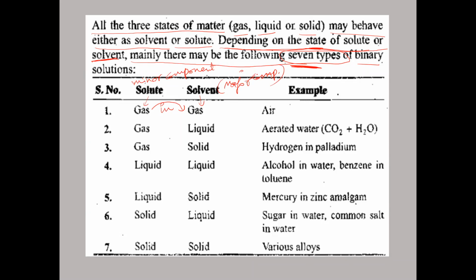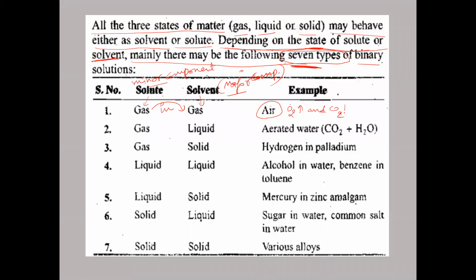Keep this point in mind. Solvent is the major component. Solute is what? The minor component. Now, gas in gas type of solution, example what? Air. In air, what will be there? Oxygen gas and CO2 gas mainly.